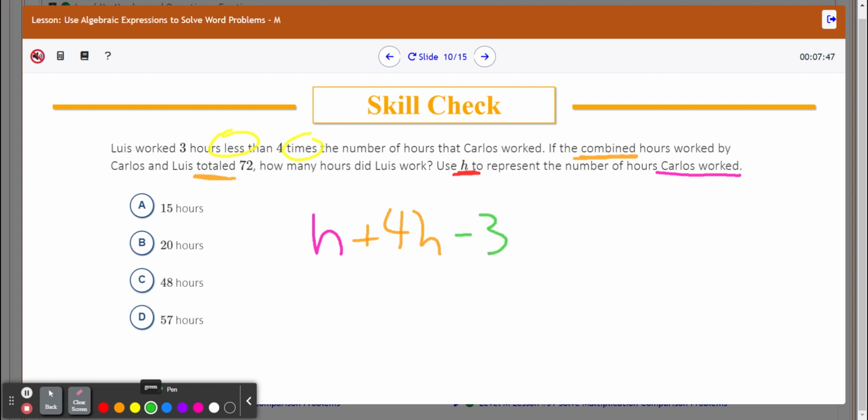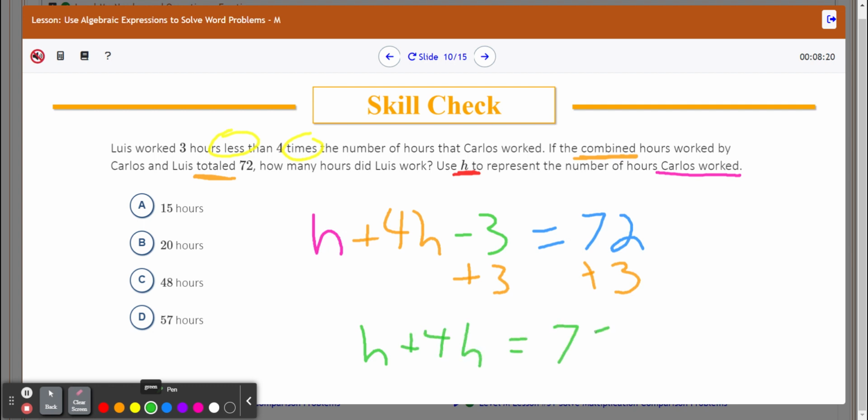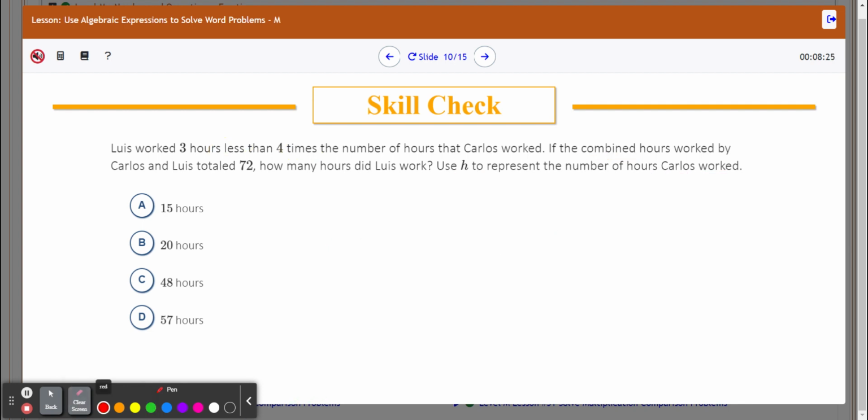And it told us this time that it totaled 72. So again, H is the number of hours Carlos worked, and 4H minus 3 is the number of hours that Louis worked. So I'm going to combine those together: H plus 4H minus 3 equals 72. Now I'm just going to solve for H. I'm going to get rid of this 3 on both sides, so plus 3 on one side, plus 3 on the other side gives me H plus 4H equals 75. And H plus 4H gives me 5H equals 75.